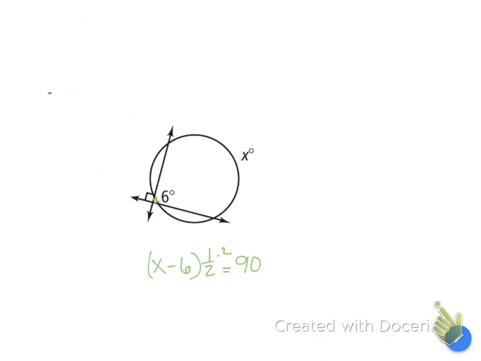Okay, so I'm going to multiply both sides by 2 to get 180 here and x minus 6. And then I'm going to add 6 to get 186.